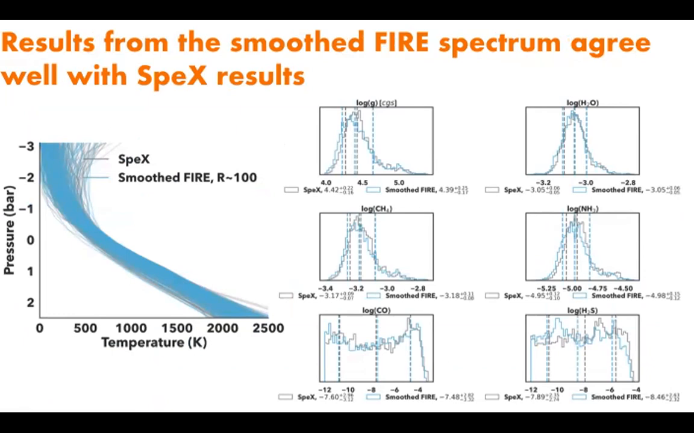So on the left here are the retrieved temperature and pressure profiles, and then on the right is a selection of the parameters we're including, so surface gravity in the upper left and then various molecular abundances. So the answer was yes, things agree relatively well, which was reassuring, and we'll come back and compare our FIRE results to these SPECS results later just to see what difference the spectral resolution makes.